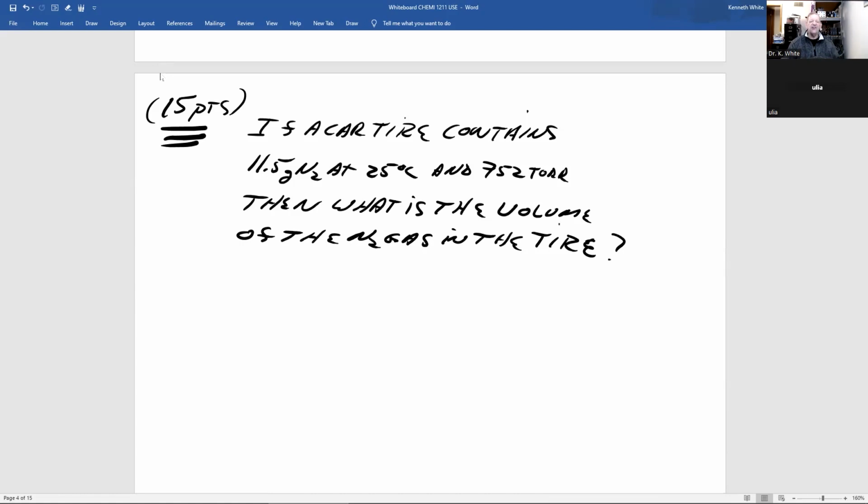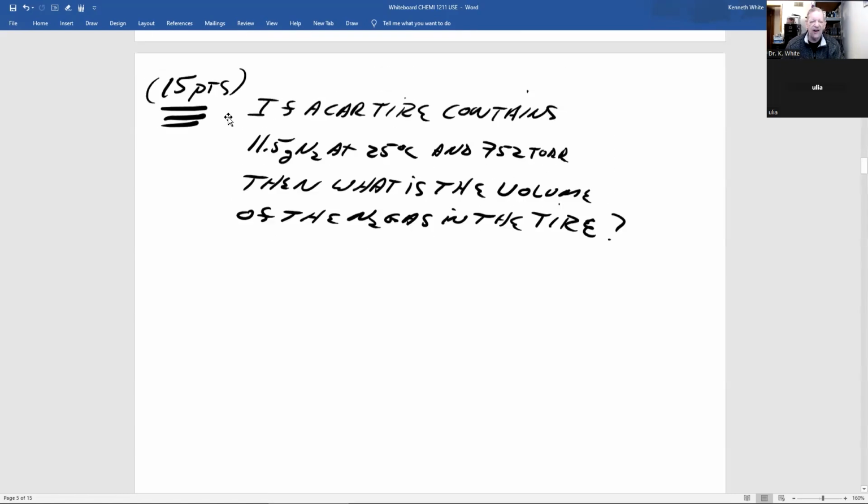All right, if a car tire contains 11.5 grams of nitrogen gas, I don't know, for about the last 10, 12 years, dealerships, if you want to pay extra money, will put in nitrogen gas to inflate your tires as opposed to air. Now, I personally don't do that, but some people feel it's better for your car tire. I just don't. But let's do the problem.